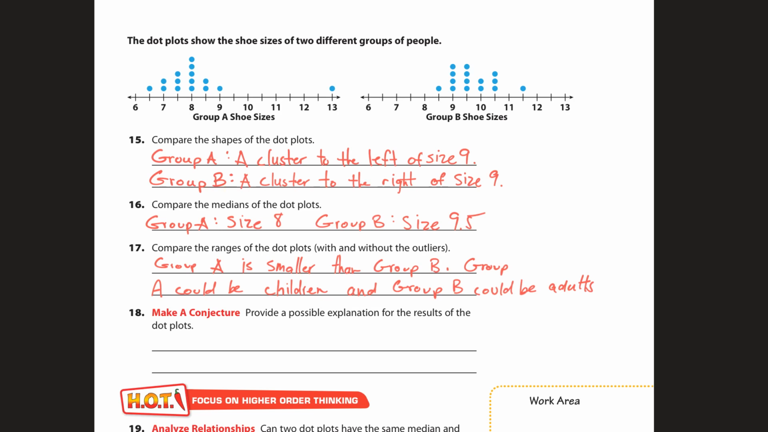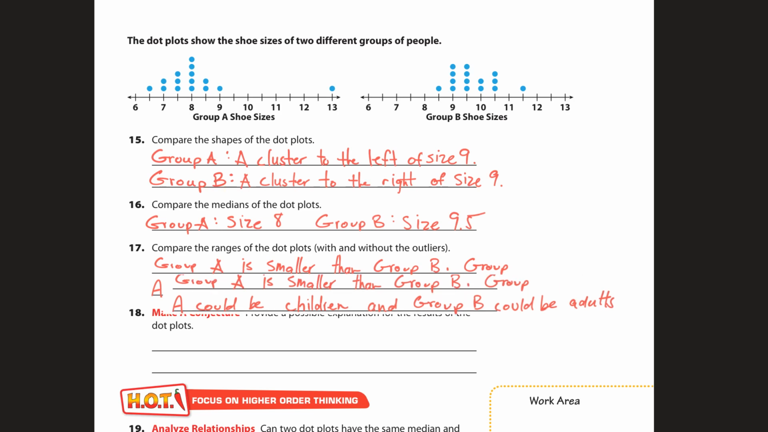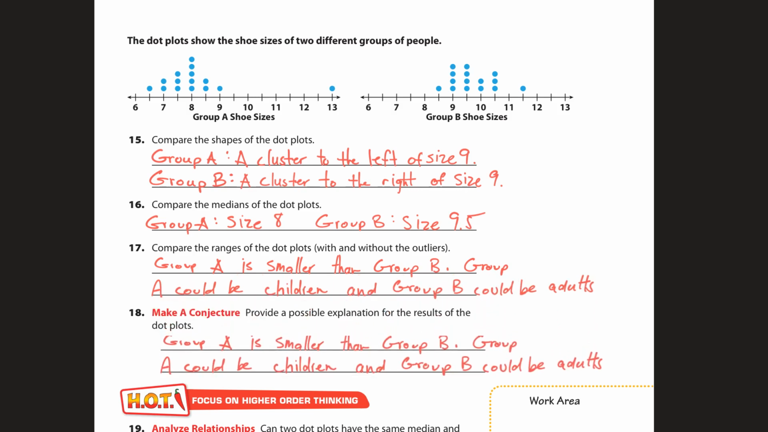Whoopsie. How about this? How about I do this? All of this will go here. And then I'm going to erase all of this. Compare the ranges. The range is the biggest number minus the smallest number. So in this, the range is 13 to 6.5. And in this, the range is 11.5 to 8.5. So I'll start with group A.